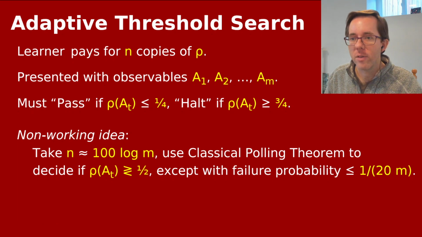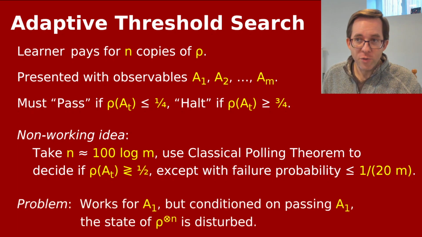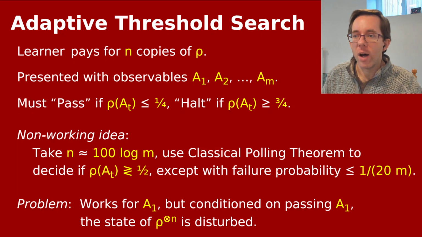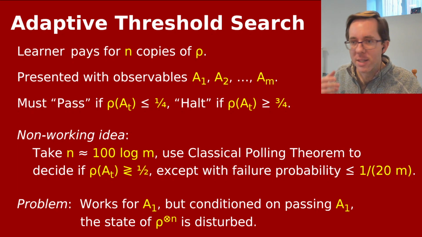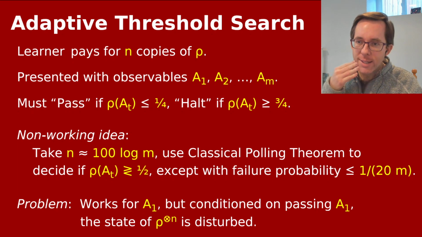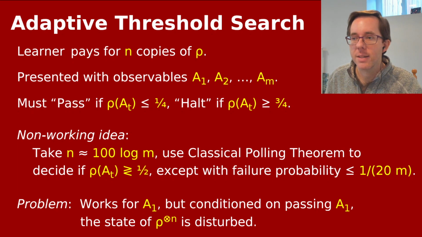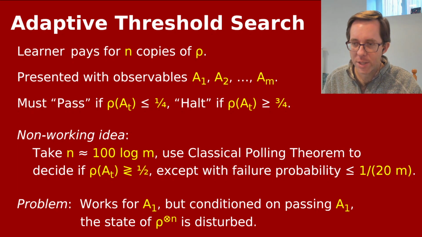We are using a constant value of epsilon here. So this works for the very first observable, A1. It's fine, but as we've mentioned before, maybe you use all your n samples to estimate rho of A1. It seems to be less than a half, so you pass. But then, conditional on passing A1, the state of your particles, rho tensor n, is disturbed. When you measure quantum states, it affects the state itself. And so when you move on to A2, it's not clear what to do.